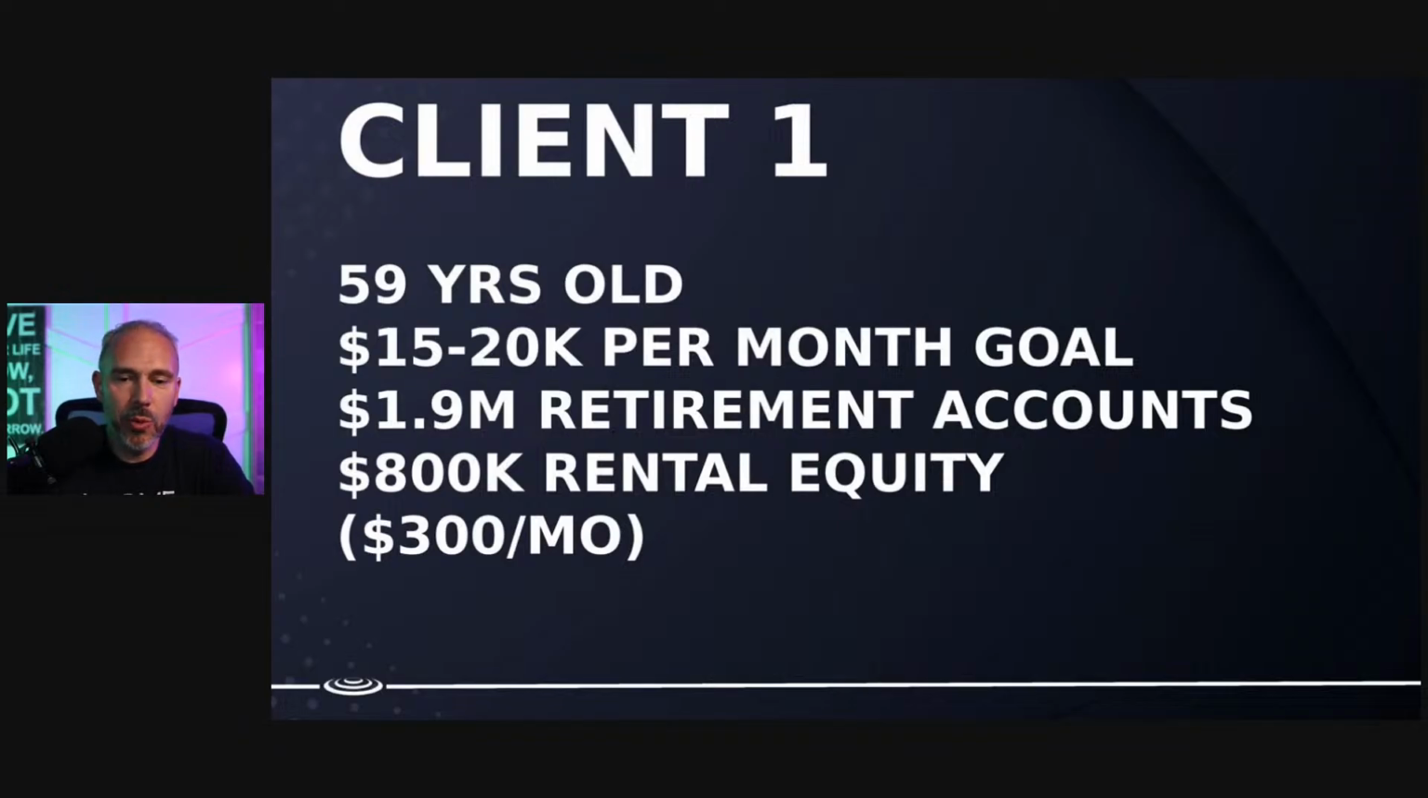So here's client number one, 59 years old, wife's 55. Their goal is 15 to 20,000 per month. What's interesting, he told me, he's like, Chris, I've got $3 million of net worth. Yet all I'm making is $300 a month from his rental properties. He has 2 rental properties. He's like, I'm making $300 a month. I've got 3 million net worth.